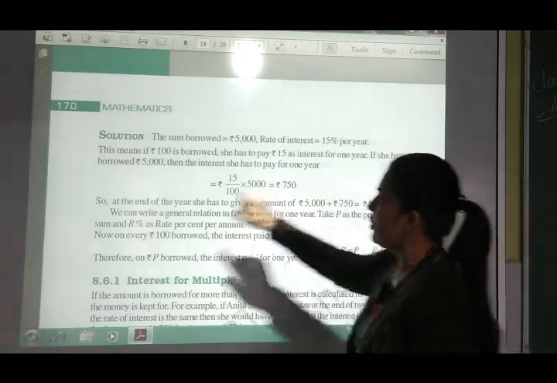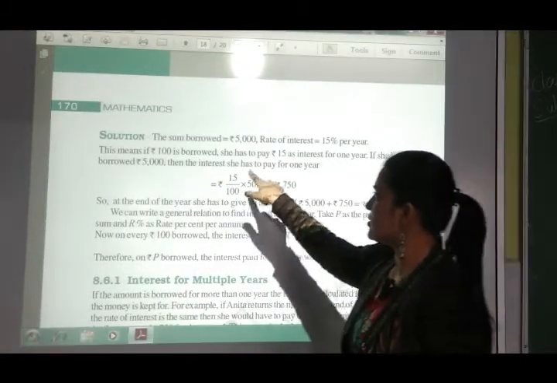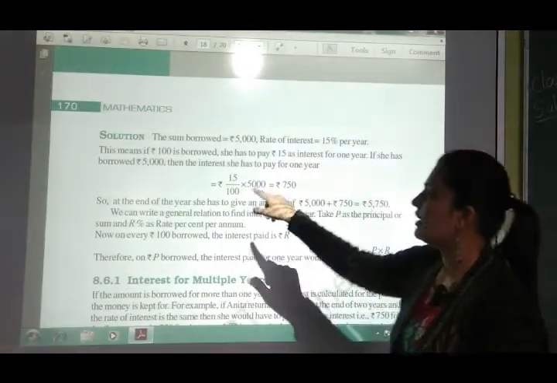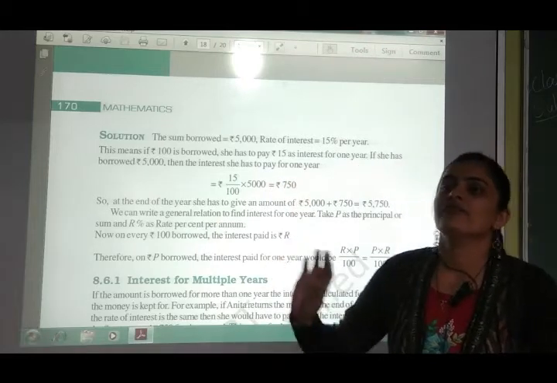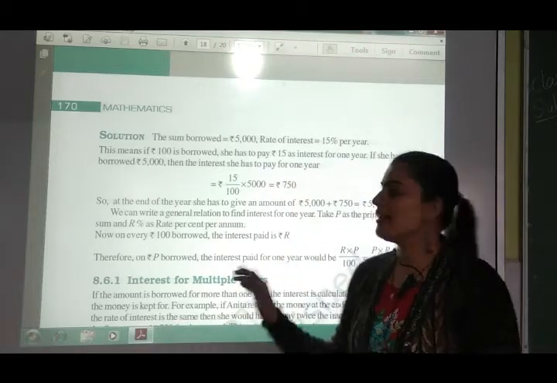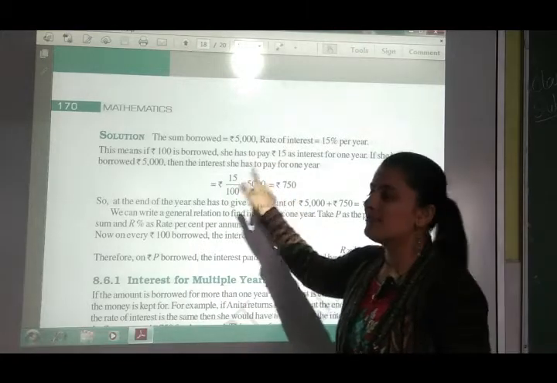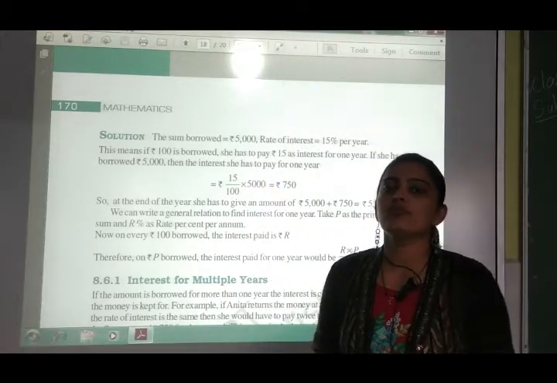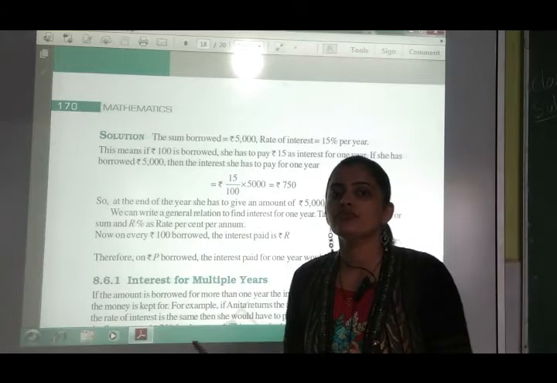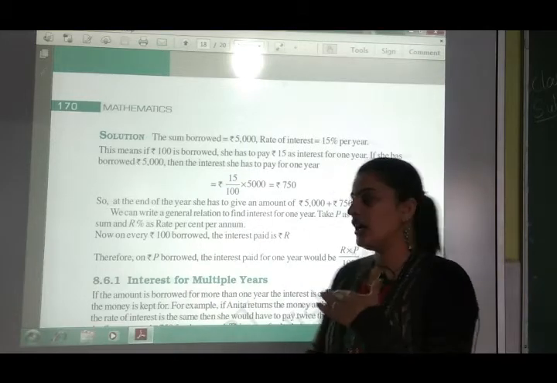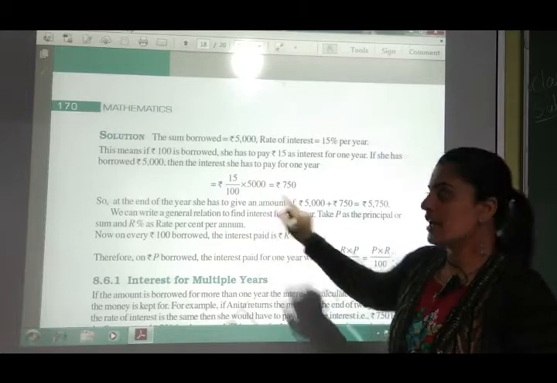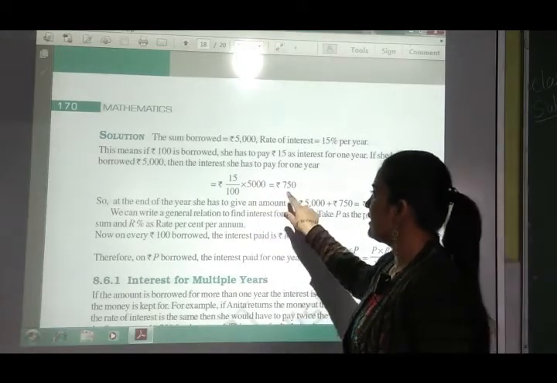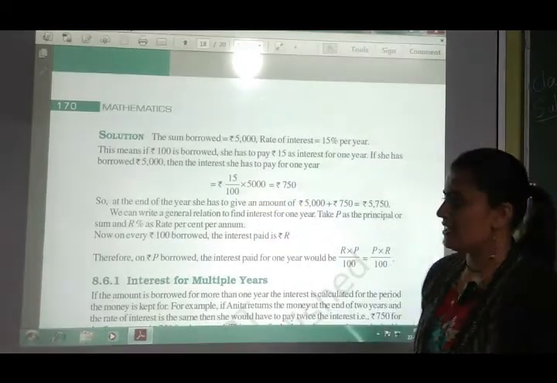So if she has borrowed rupees 5000, then the interest she has to pay for 1 year will be equal to 15% multiplied by 5000. But for 15%, we have to remove the percentage sign. For removing that, we have to divide it by 100. So 15 divided by 100 multiplied by 5000. After simplifying, you will get rupees 750 as your answer.